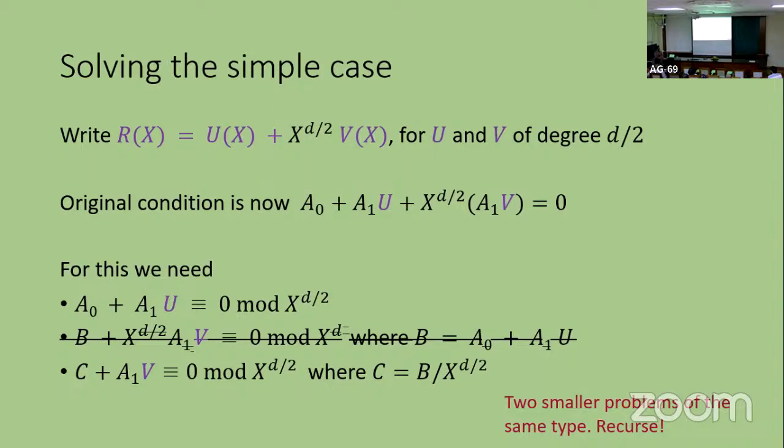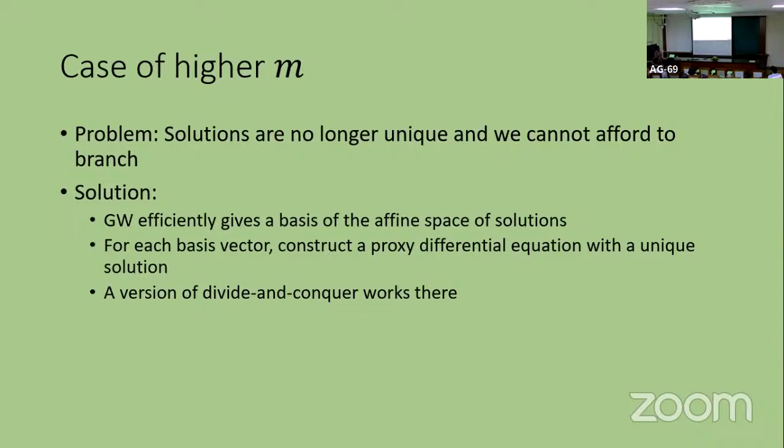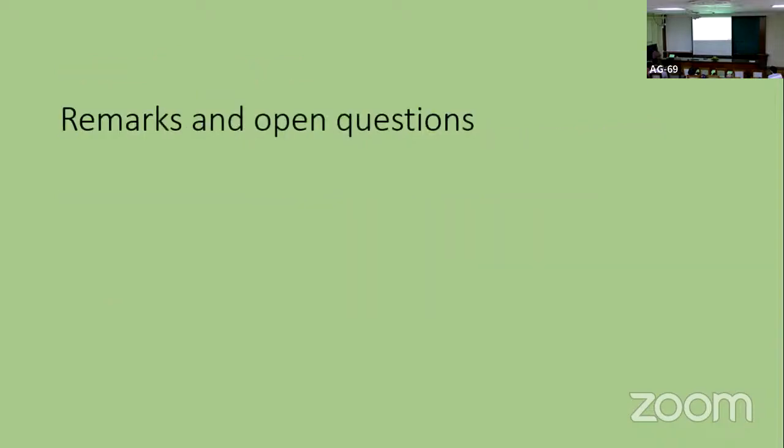This is not quite what we do, because for higher multiplicity, the solutions are no longer unique, and we can't afford to branch or take cases because we want to do this in nearly linear time. We don't have the time to do it. So what we do is go back and forth with Guruswami-Wang and Kopparty. We essentially construct a proxy differential equation, and we make a version of divide and conquer work over there. That is how we speed up the second step, the differential equations step.